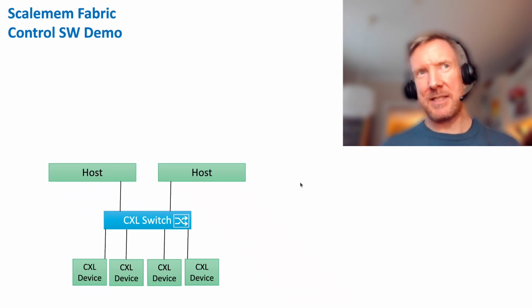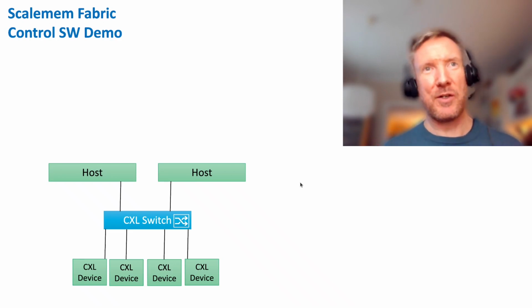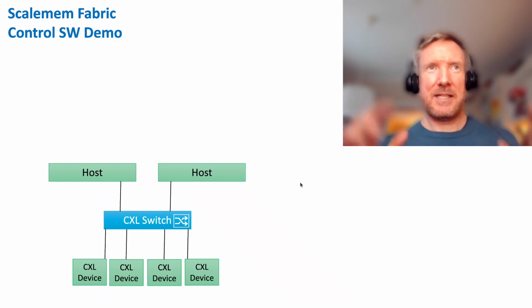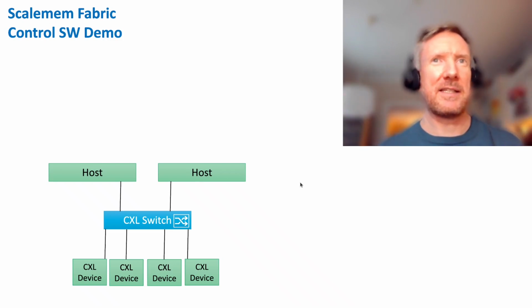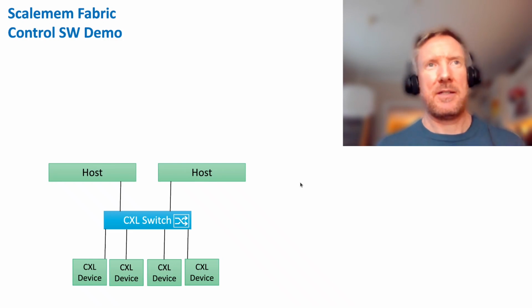So the basic objective of the Fabric Control Software is to manage and monitor a CXL cluster. And here's an example of a very simple quote-unquote cluster with two hosts and four devices shared between the hosts through a switch. And the switch allows us to allocate devices to each host dynamically over time as needed.